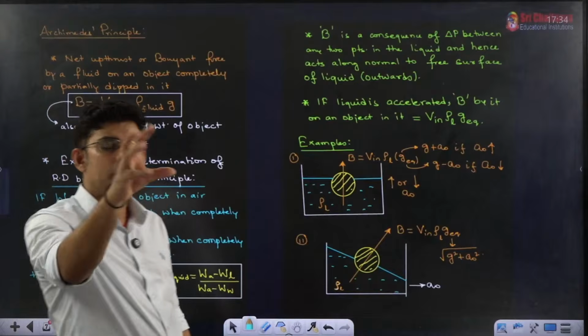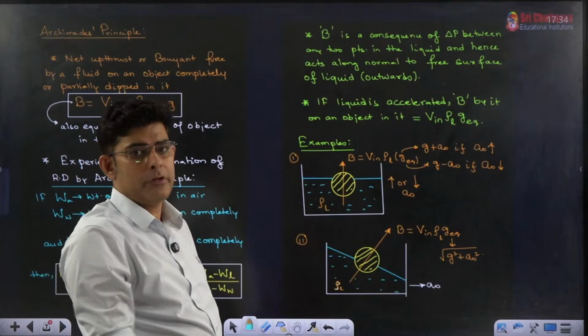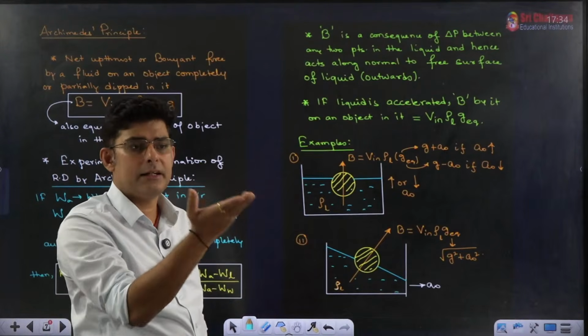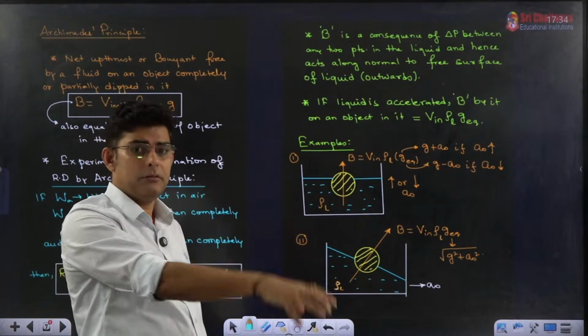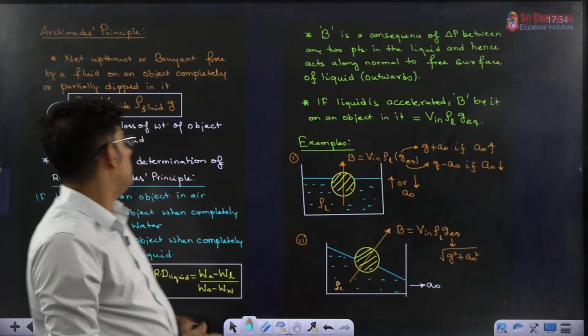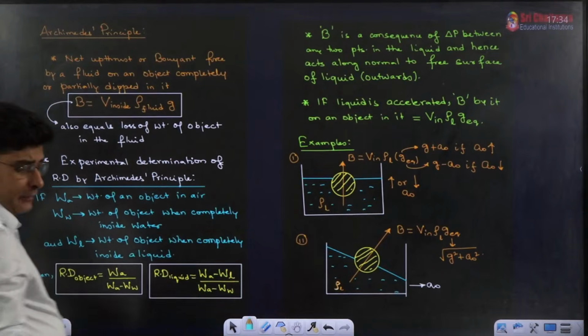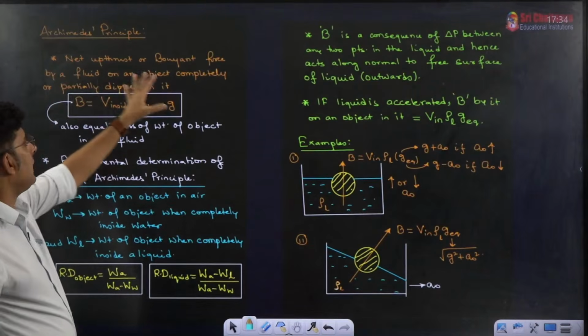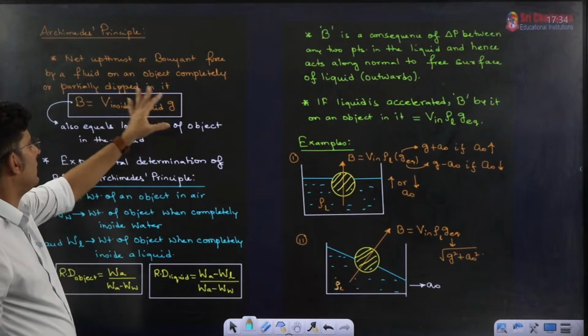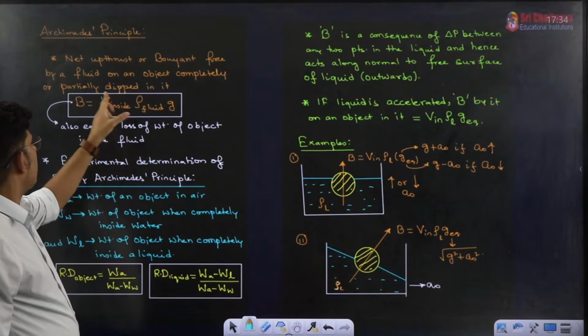Many times what happens, you will take a solid object and you place it at the floor of the liquid. You won't say that there is buoyant force acting. Why? Because there is no liquid below it which can push it up. So it will remain submerged there. So here there should be liquid present below the object, and net upthrust or buoyant force by a fluid on an object completely or partially dipped in it.